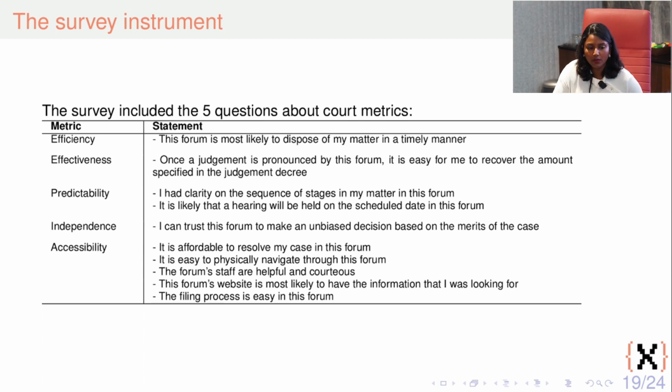So for the survey, we included the following statements. Like I mentioned before, just saying how efficient is this court, how effective is this court would have been very ambiguous for a person taking a survey. So we pinpointed what we exactly want them to rate the court on. For instance, in case of effectiveness, we said once a judgment is pronounced by the forum, how easy is it for me to recover the amount that was mentioned in the judgment decree.